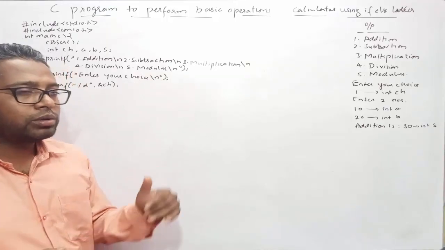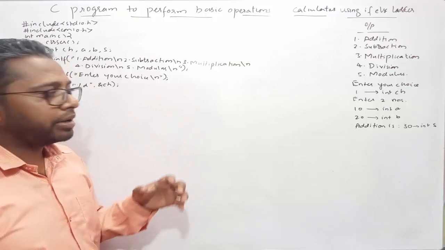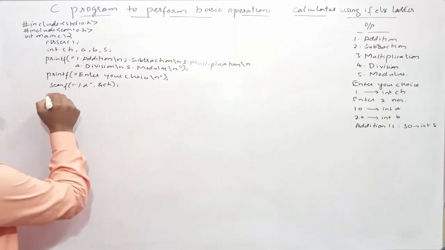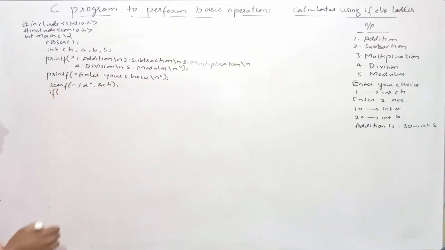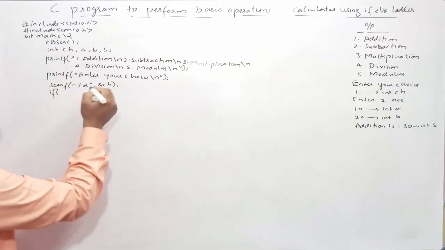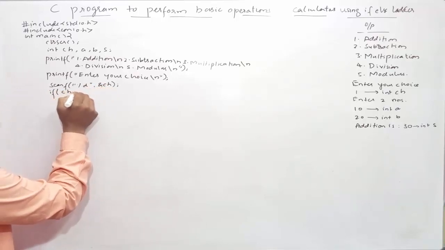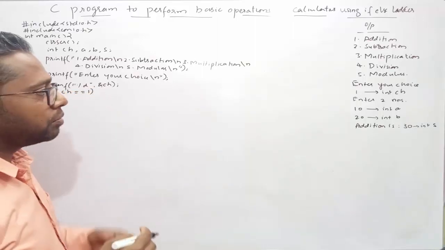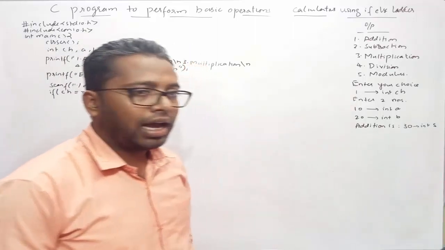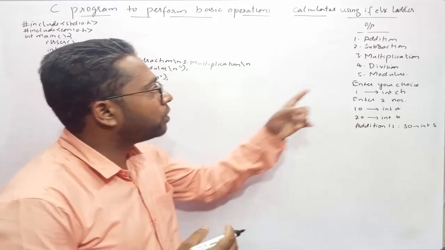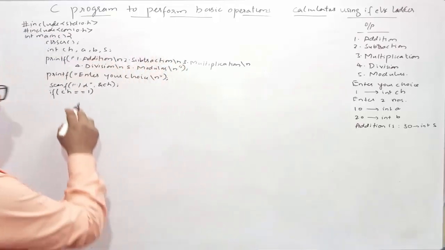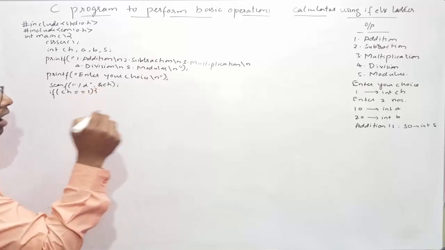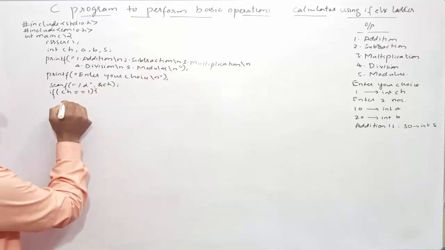As I have already told you that I am using else if ladder statement to get this output, I should start with the if keyword, and inside the if I should pass this ch. If ch is equal to 1, that means suppose the user has entered 1 as their choice, the user wants to perform the addition. If the user input is 1, then bracket open, I will ask the user to enter two numbers.